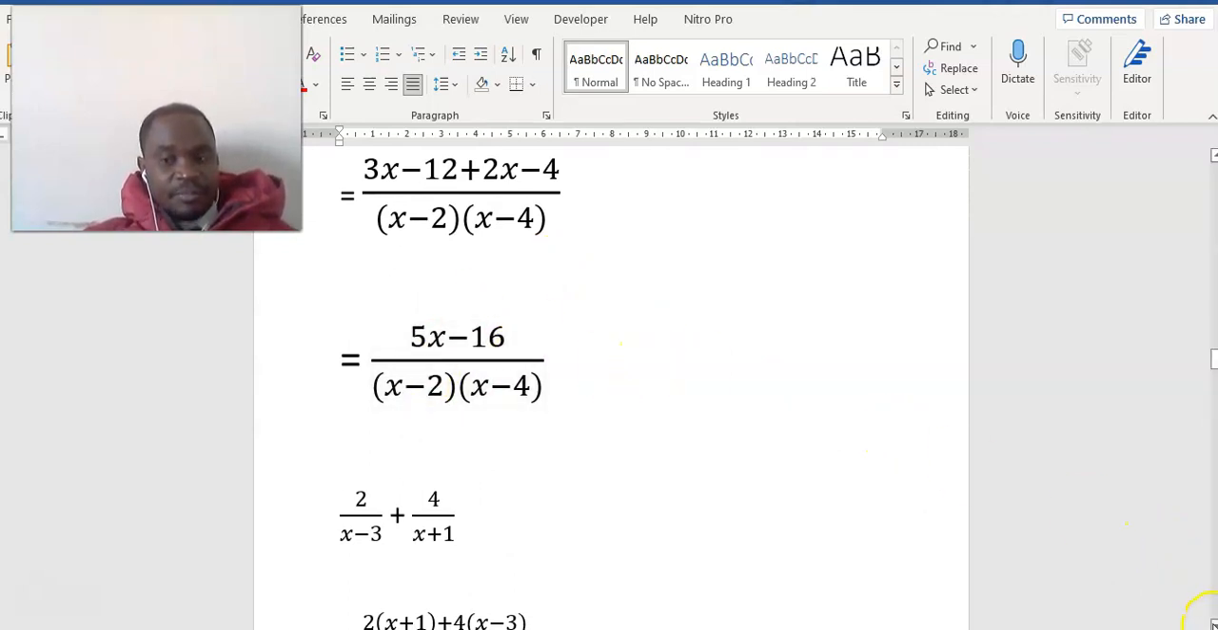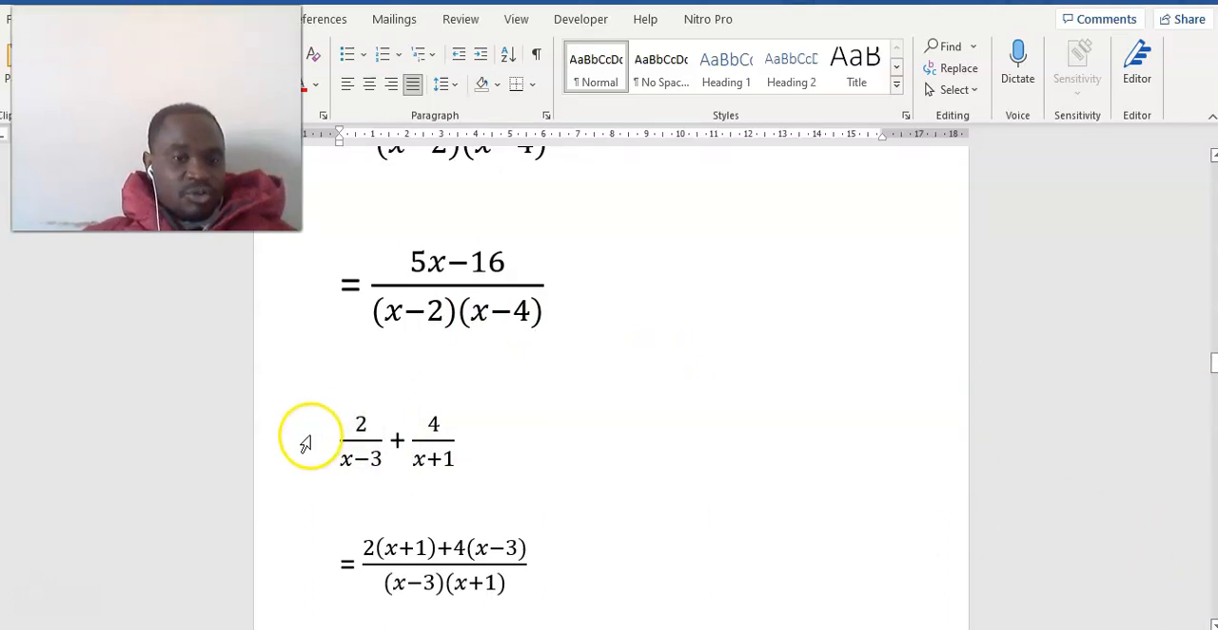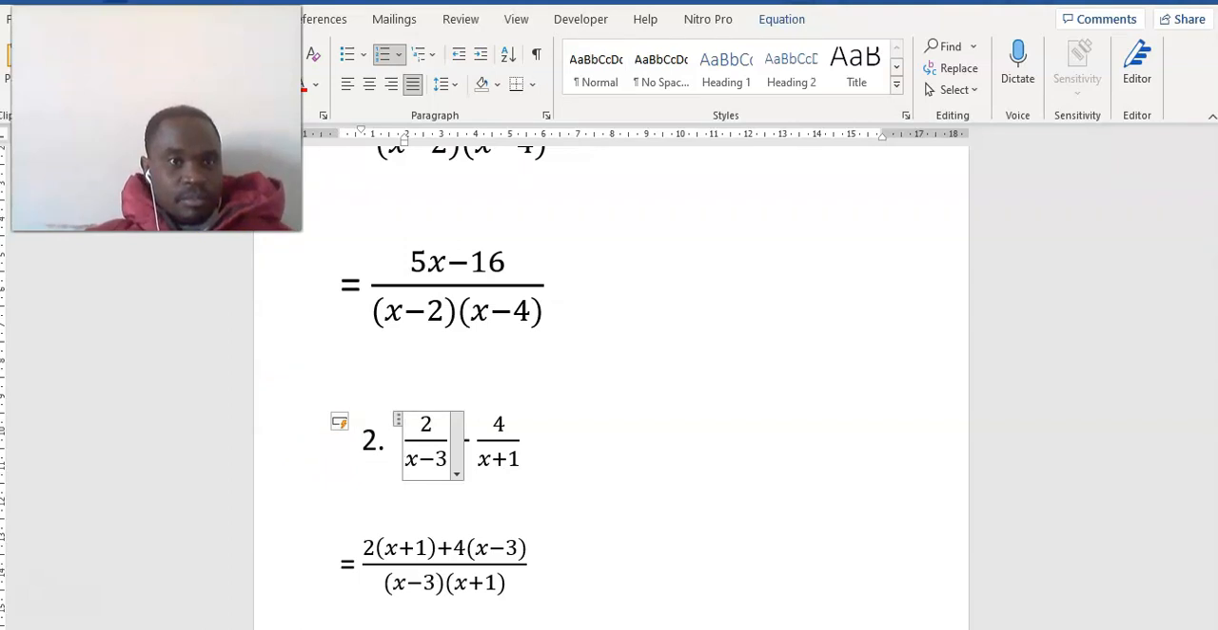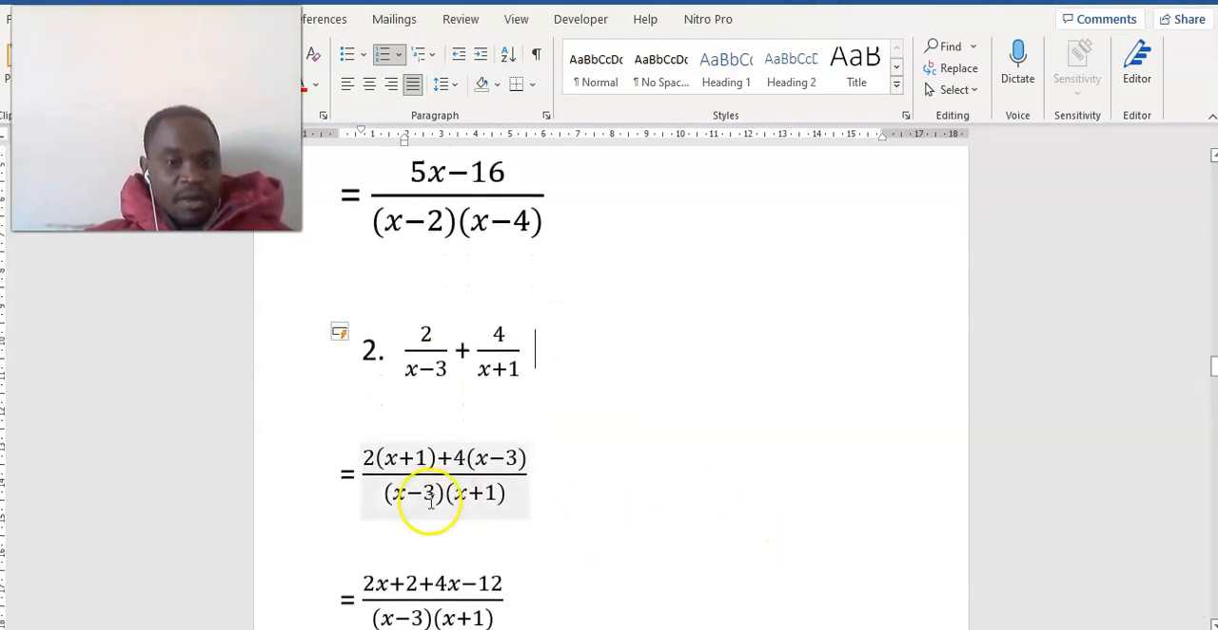Let's look at another one. Let's call this 2. Okay, so what are we going to have? We have x minus 3, x plus 1 as the denominator. Then you cross multiply. So 2 will multiply this. Whatever sign you have here, you write. If it is minus, you write. If it is plus, you write. Then this will also multiply that. So 4 will also multiply x minus 3.